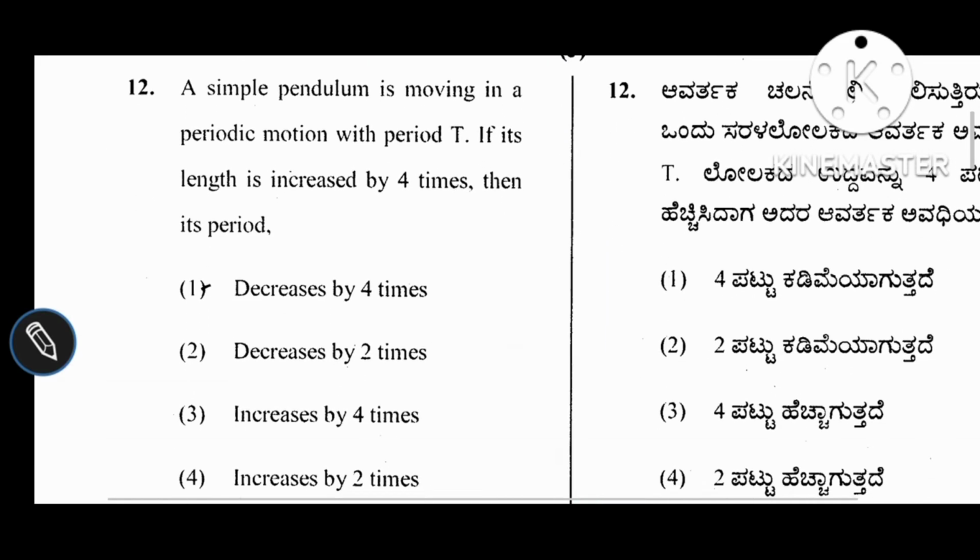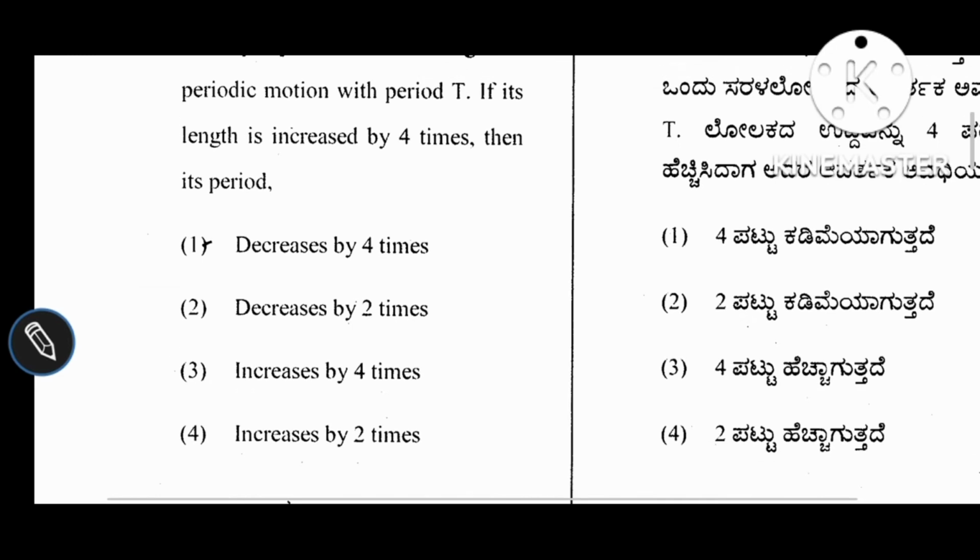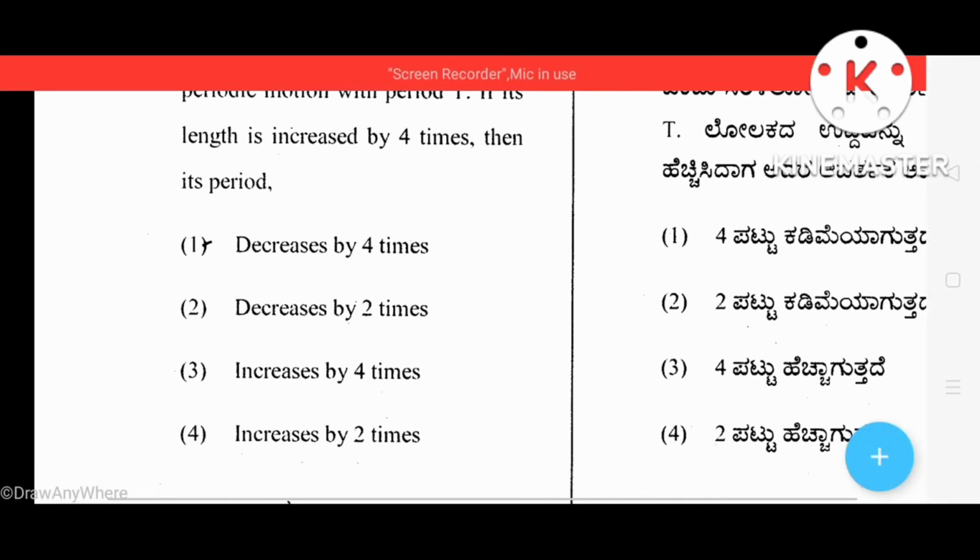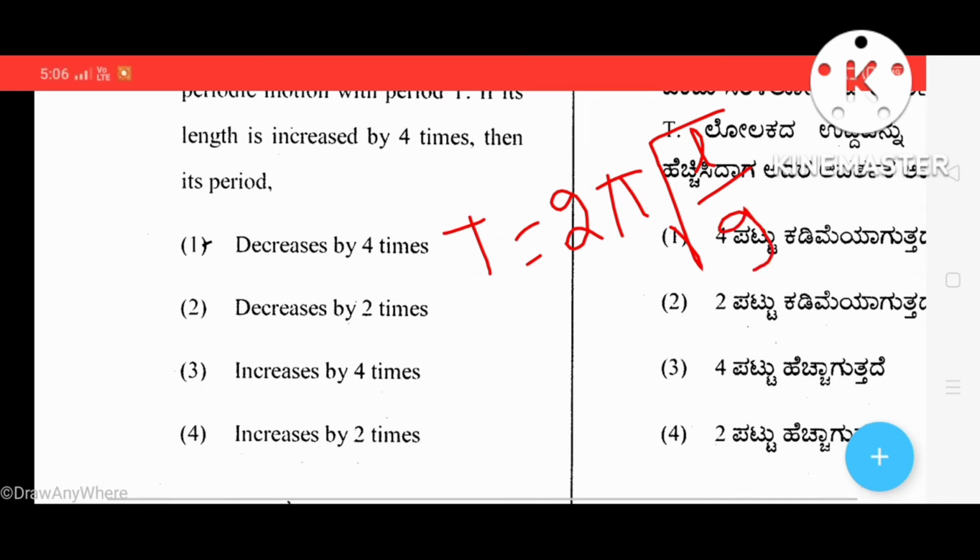Question number 12. A simple pendulum is moving in a periodic motion with a time period of T. Its length is increased by 4 times. Then its period increases by... Okay, you are given 4 options here. The relation between the time period and length is given by the expression T is equal to 2 pi under root L divided by g.